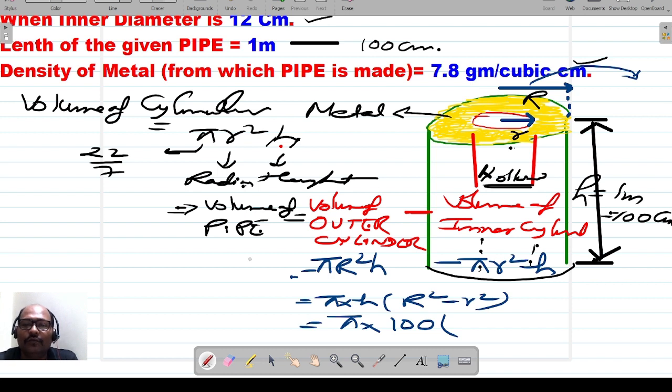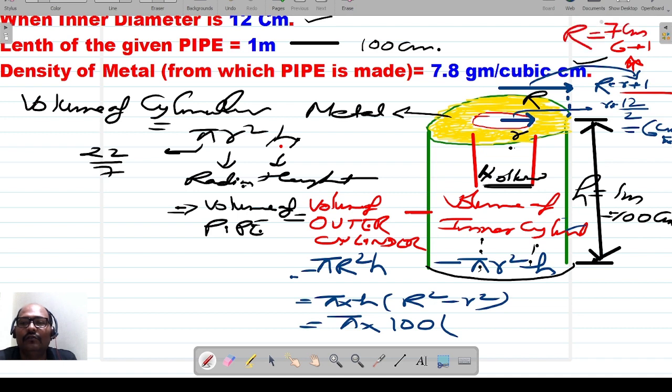So what we'll do for the inner diameter, small r equal to 12 centimeter divided by 2 equal to 6 centimeter, because radius is half of diameter. Okay, now for the outer radius, 1 centimeter of metal thickness will be added. So capital R will be r plus 1, that is 6 plus 1, equal to 7 centimeter. Capital R equal to 7 centimeter.